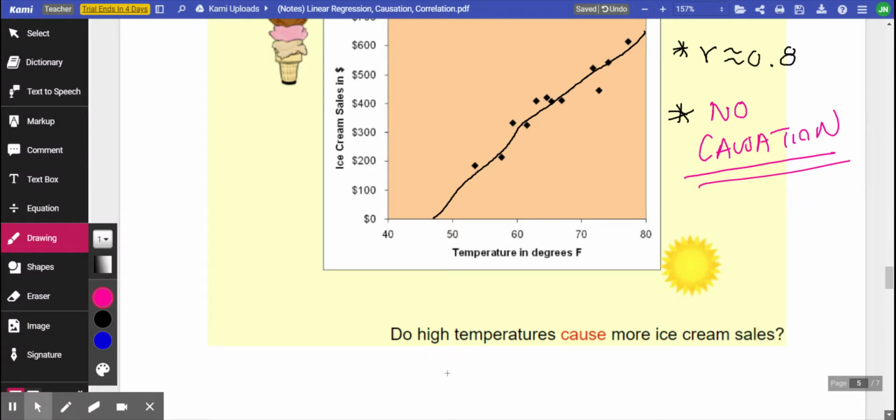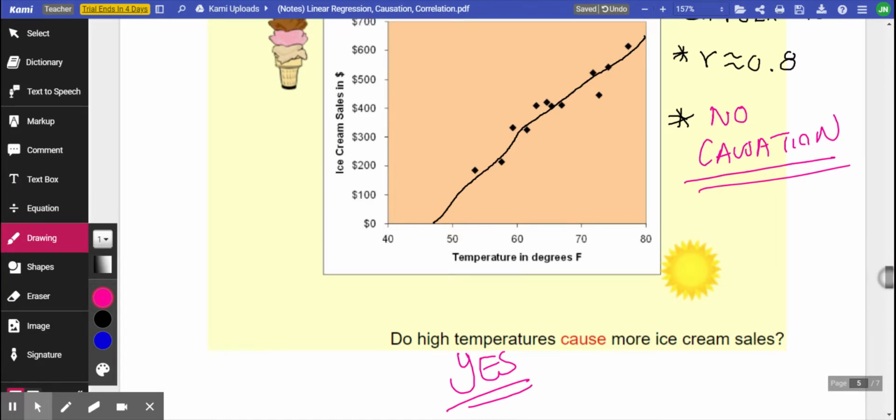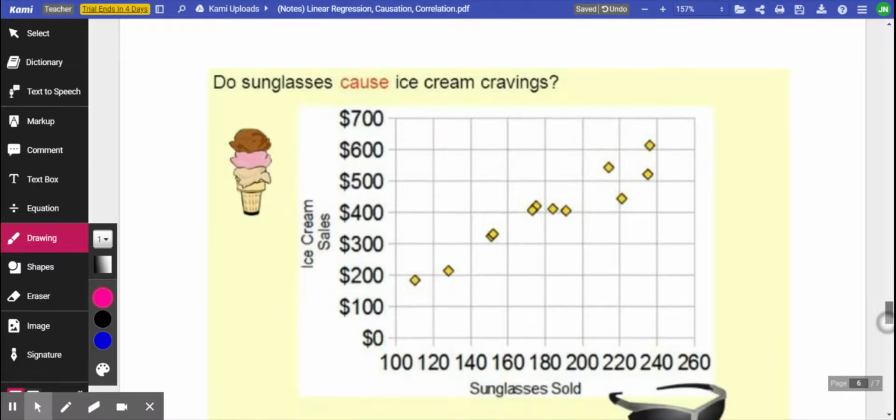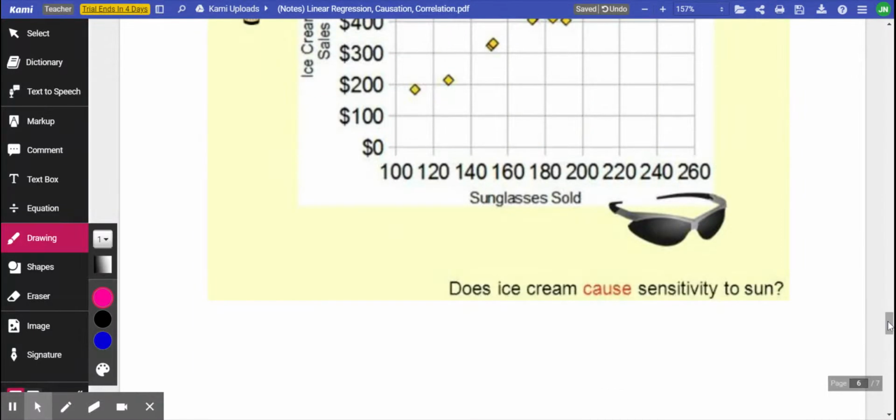So let's look at this. Do high temperatures cause more ice cream sales? In this case, yes, right? High temperature causes more ice cream sales. So there is causation when it comes to temperature causing ice cream sales, but there's not when it comes to ice cream sales causing temperature. So be very, very careful. That's exactly the difference between looking at correlation and causation.